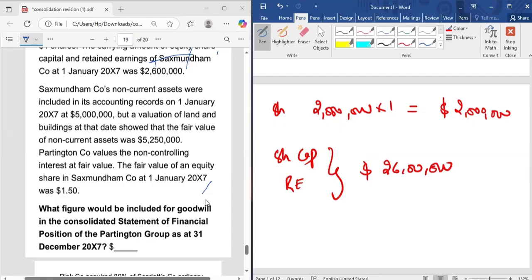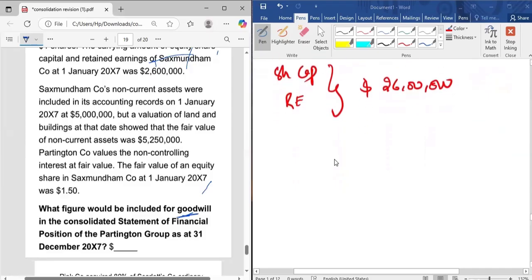So what do we have to find? We have to find the goodwill. So see, give me just a second. So in case of calculating goodwill, we always take the purchase consideration.